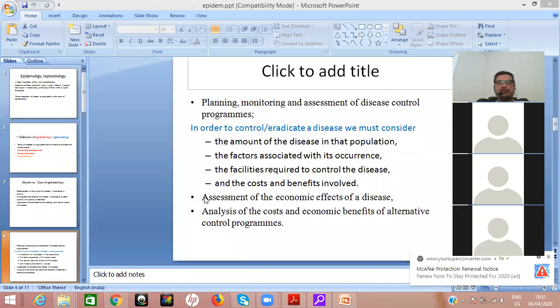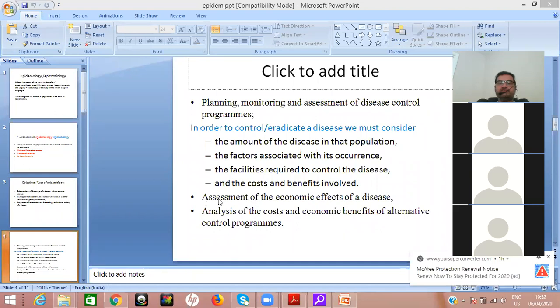So another objective of studying epidemiology is the assessment of economic effect of a disease that we have discussed earlier also. If it is economically good, we can go for its control strategy. Otherwise, we can stop it. But this we cannot say for any zoonotic disease. This particular is in relevance to the animal production itself.